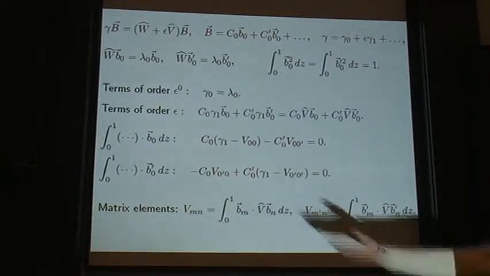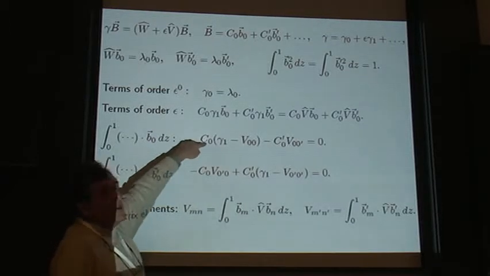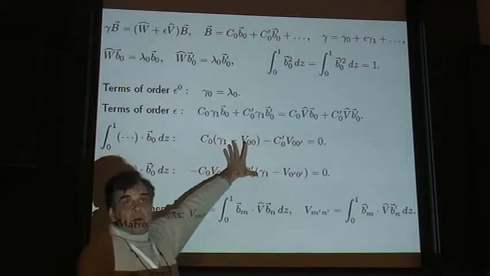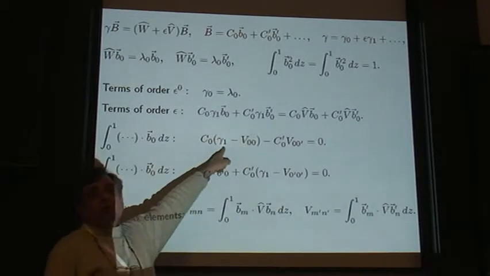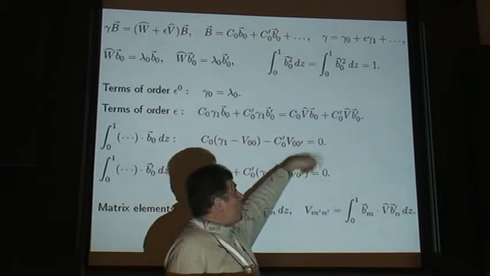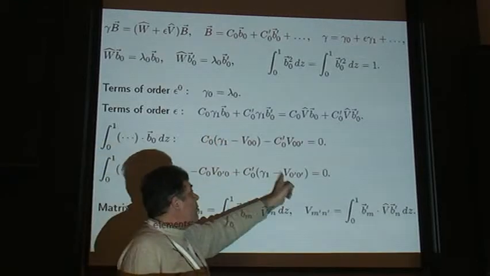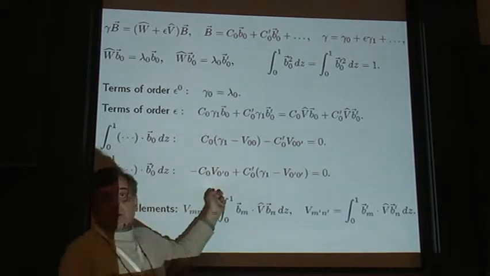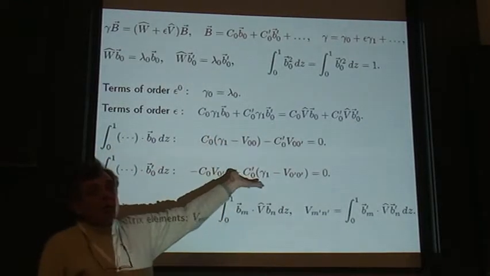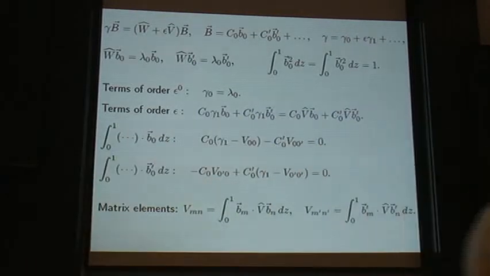Fantastic. We have a system of two algebraic equations for two unknowns, c naught and c naught dash. It contains gamma 1, which is unknown. The solvability conditions: both equations are, of course, homogeneous. The solvability condition tells you that the determinant must be equal to 0. This gives you gamma 1. Done, solved. Cheaply, conveniently, and quickly. And we shall see how accurate this is.